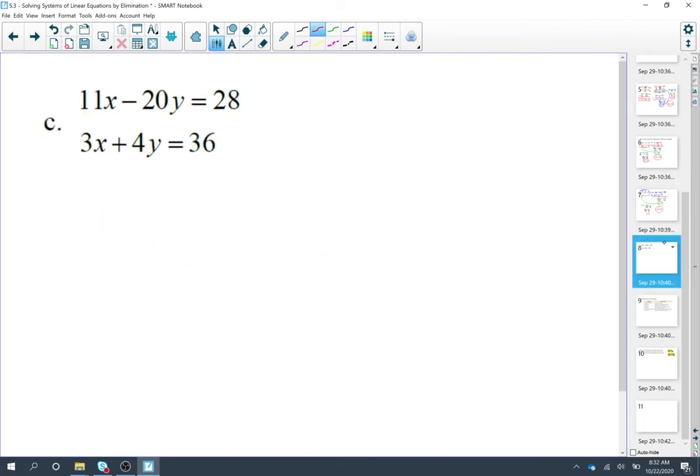Letter C, 11x minus 20y equals 28, and then 3x plus 4y equals 36. X's are lined up, y's are lined up, numbers are lined up. That's good news. 11 and 3, not opposites. Negative 20 and 4, not opposites. So, if I have an 11 and a 3, can I multiply an 11 to get to 3, or can I multiply a 3 to get to 11?